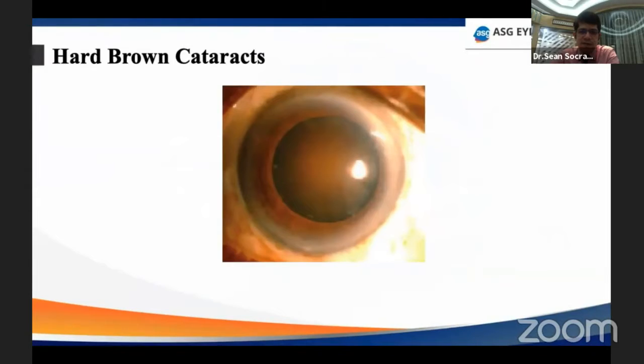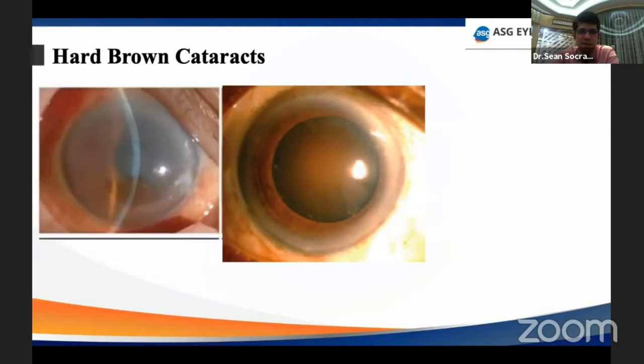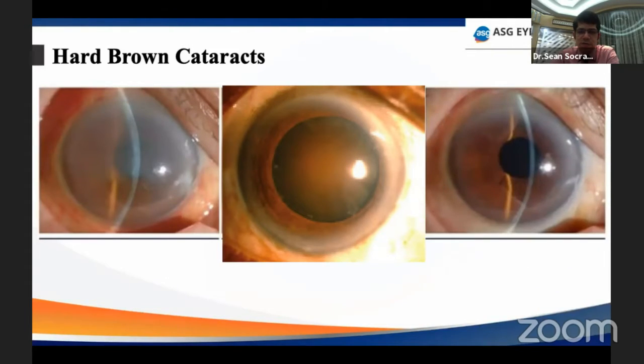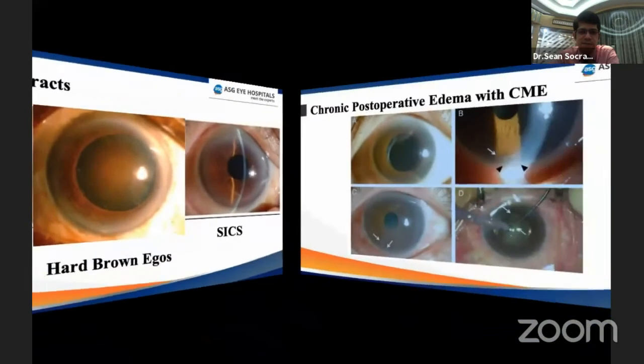In hard brown cataract, sometimes you have to really decide, and this is a common mistake we make during the beginning phases of phaco. If you have a long list, rush through a hard brown cataract and press the foot pedal as hard as you can, you end up with a really bad cornea. Sometimes doing a good SICS and letting down your hard brown ego is more important. Even a good SICS will give a very good result.